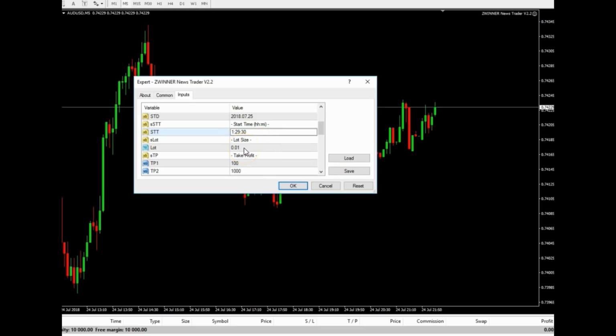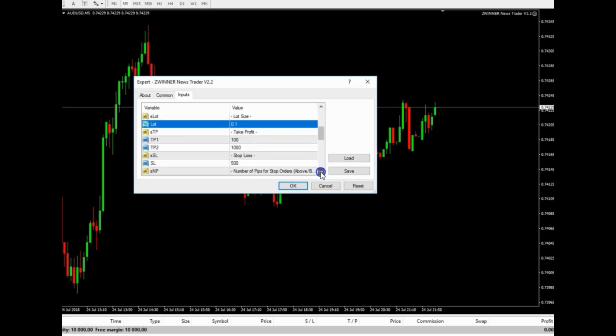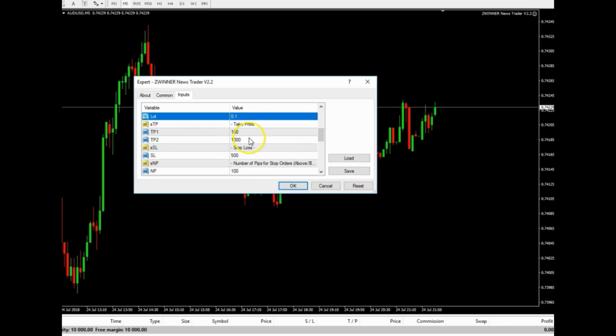Now, what's the lot size? I'm going to have a lot size of 0.1. That's a mini lot. Take profit: this robot will take 2 trades. The first trade will take profit of 10 pips, and the second one will look for a profit of 100 pips. And then you need to have a stop loss.